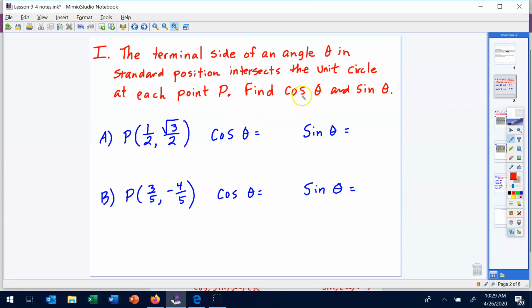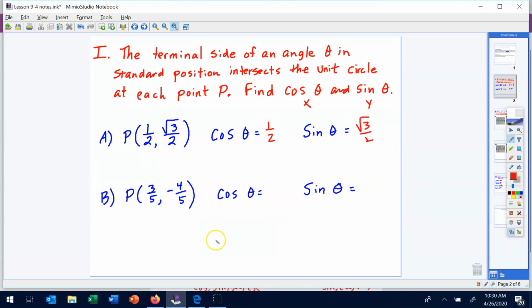Remember, cosine refers to the x-coordinate of the ordered pair where the terminal side hits the unit circle, and sine references the y-coordinate. So literally, if you're looking at a point where a terminal side hits the unit circle, that's important, it has to be the unit circle, cosine is going to be the x-coordinate, and sine is going to be the y-coordinate.